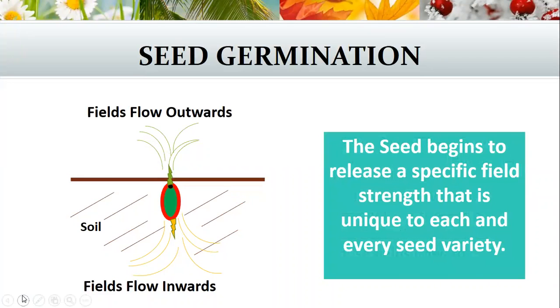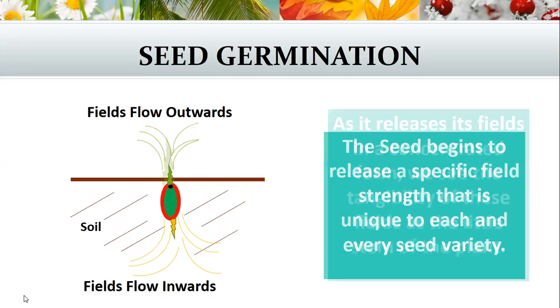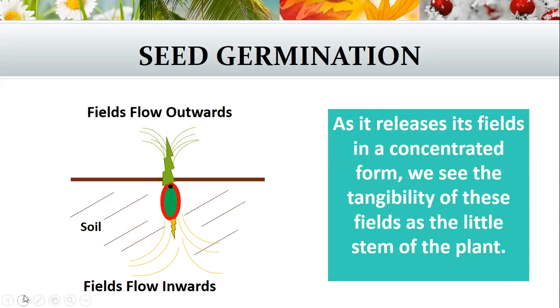And the seed begins to release a specific field strength that is unique to each and every seed variety, because what's in the DNA structure of that seed determines what the plant's going to be. If one looks at the fields flowing up from the bottom, giving more energy to the dried GANs within the seed, which has now got additional energy and become more dynamic, releasing the fields. So these additional energy fields are going through and activating and energizing that DNA structure of the plant. And those are the fields that are released at the top, which will indicate what plant it becomes. And as it releases its fields in a very concentrated form, we then start seeing the tangibility of these fields, and we see that as the little stem of the plant.